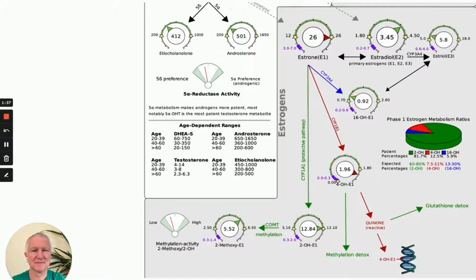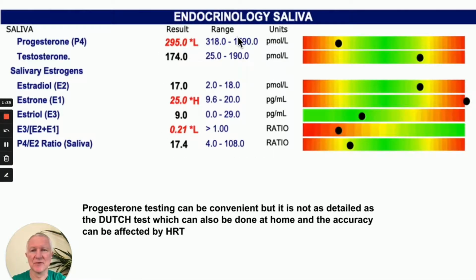This is an example of a saliva test, and basically it gives you different hormones, but doesn't show you how you're metabolizing hormones. So my choice is always either the Dutch test as a preferential test or the pathology testing for its convenience.